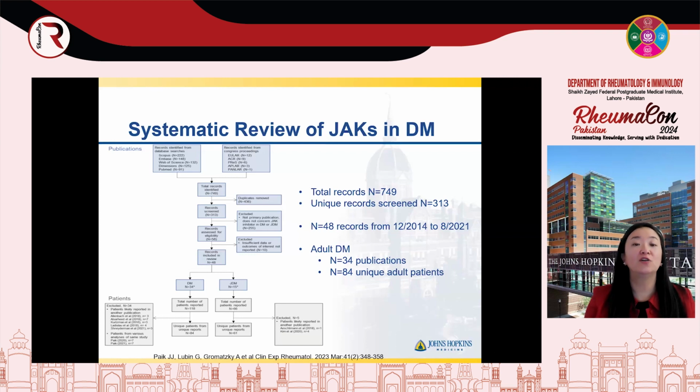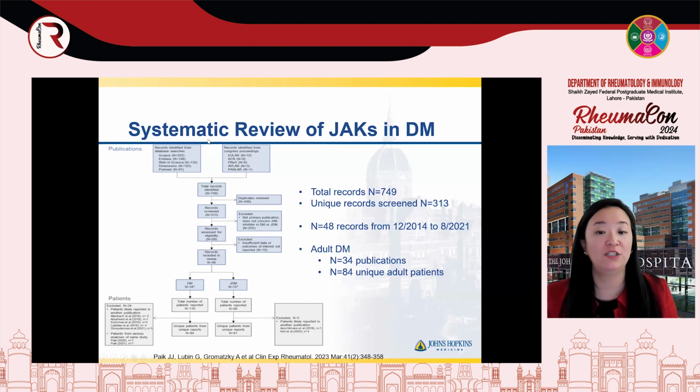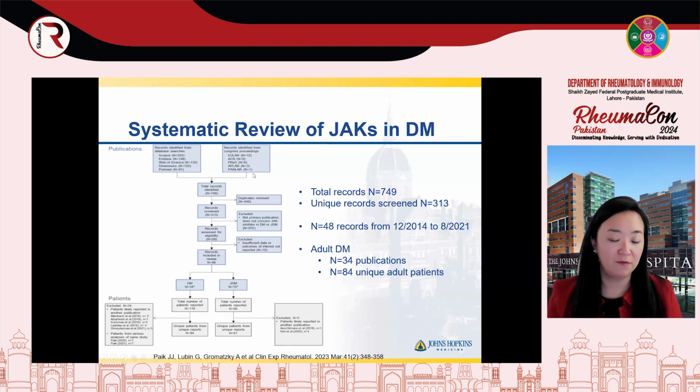So we actually undertook a systematic review with additional colleagues, and you can see there's total records of 749. The unique records screened were 313. So we looked from December 2014, which was the first case report, to August 2021. And adult DM was about 34 publications and 84 unique adult patients. This is going through our whole algorithm.